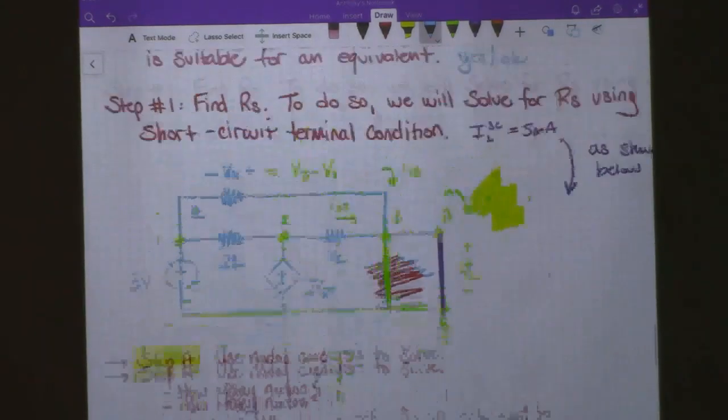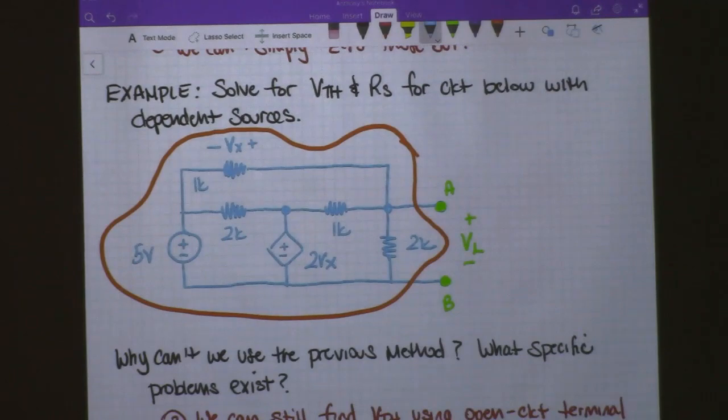Actually, we don't need to redraw. We can just keep referring back up above. So this is the circuit, this is the open circuit condition. There's no load here at VL. So we just need to analyze that.